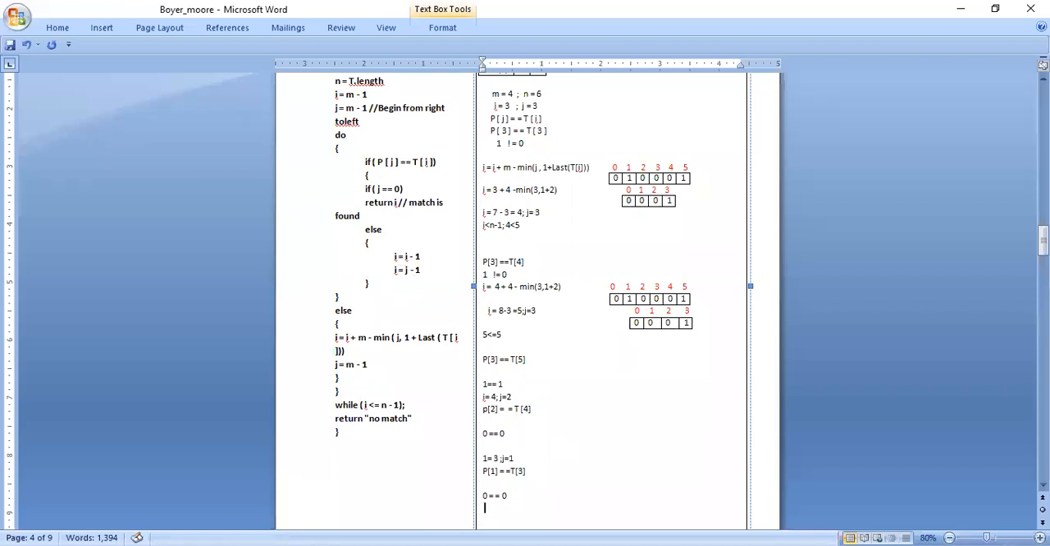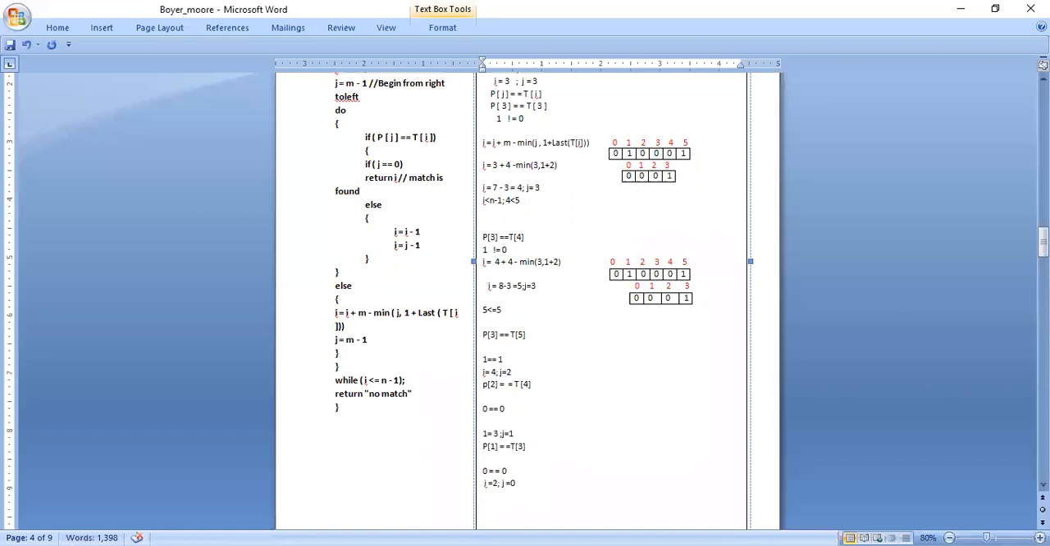Previously I was 3, now it's going to change to 2. J was 1, now it's going to be 0. The else part is skipped, and we check whether I is less than the given string length or not. Yes, 2 is less than 5. So again we are going to perform the do loop.